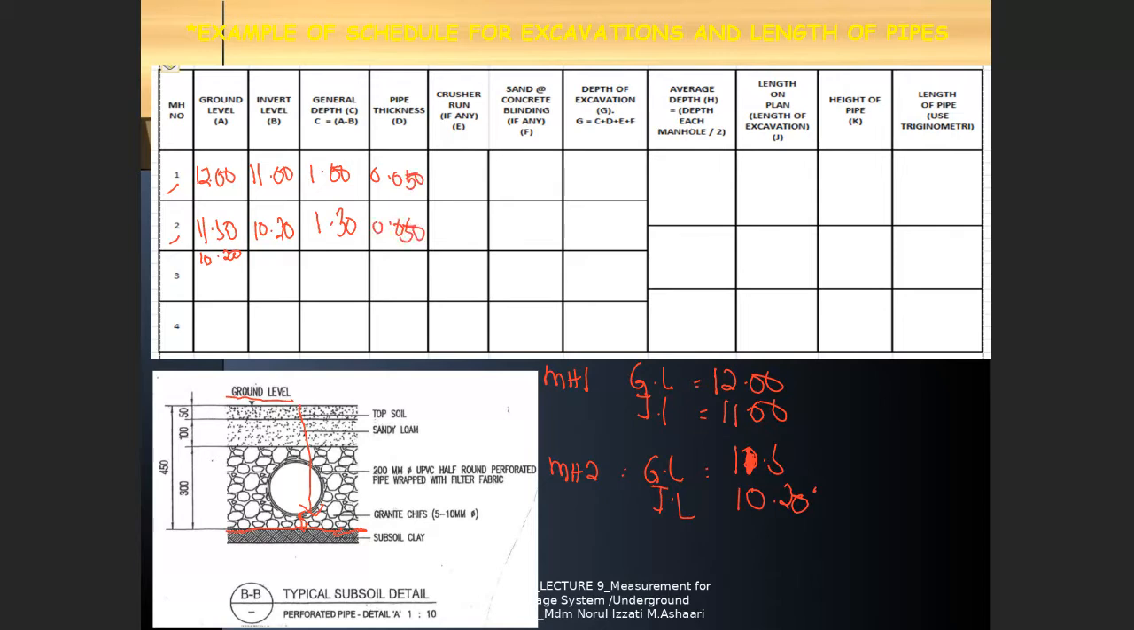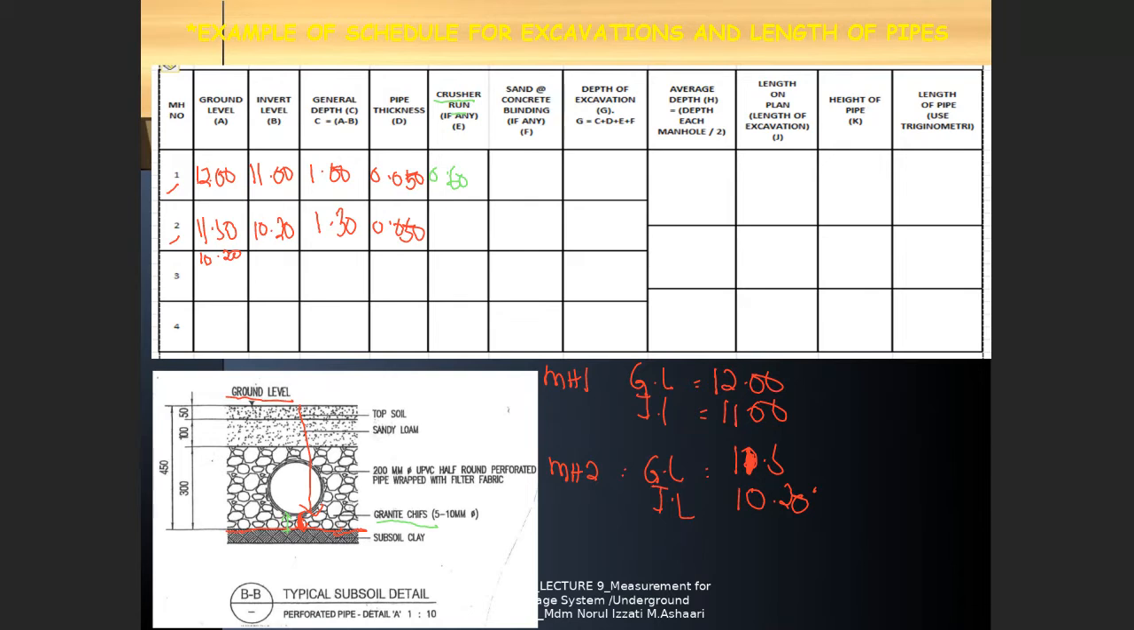So what is remaining after the pipe thickness is the remaining thickness for this one. Let's say I change with a different color. From this thickness until the subsoil clay, let's say the remaining is about 0.6. This one can be changed, maybe crusher run, in this case granite sheaf. You can see here the granite sheaf. So the granite sheaf must be added.